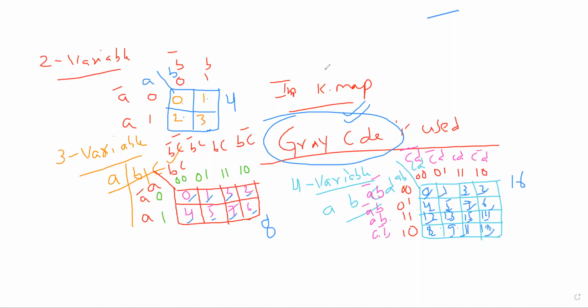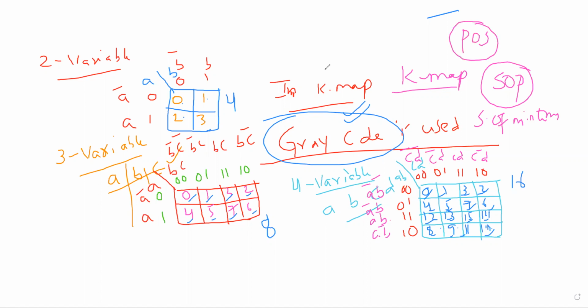Okay, now in this way you have to represent the K-map for sum of products, or sum of minterms. Now we will see how to represent the K-map for product of sums, or product of maxterms.